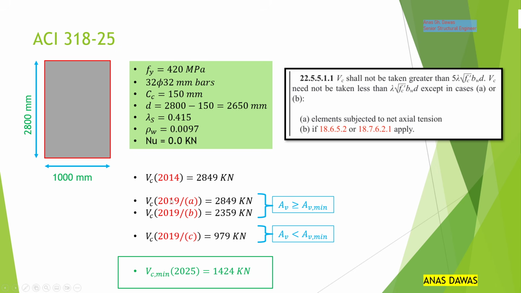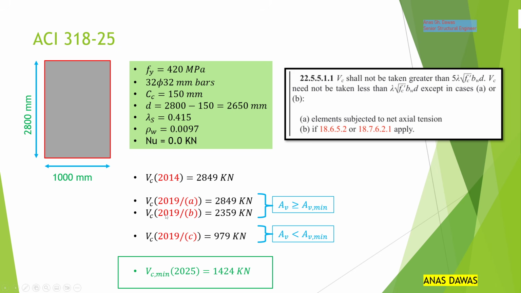But if you need to calculate the same shear capacity for the same section as per ACI 19, you have to know that we have three equations. If you provide the Av minimum, or the minimum shear links, equation A will result in 2849. So if you provide the minimum shear reinforcement, the result will be similar to ACI 2014.